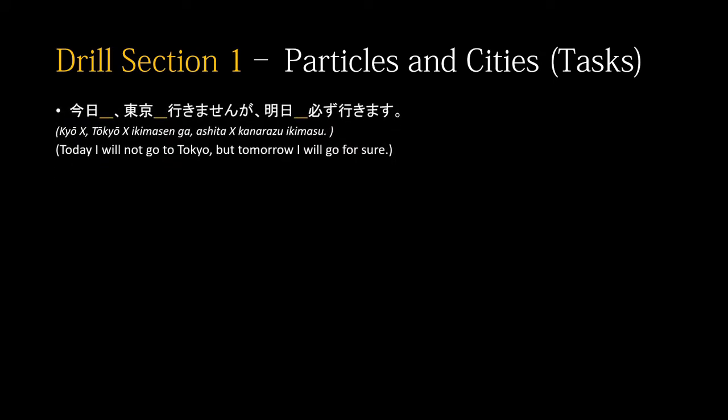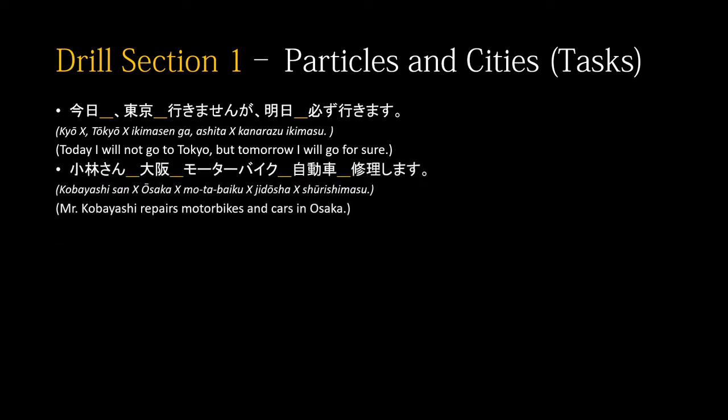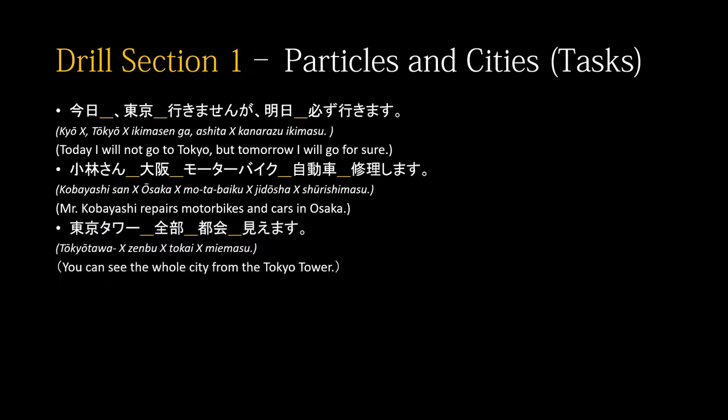Now, let's take a look at our first drill section, or our first set of sentences meant for your practice. Kyo empty, Tokyo empty, ikimasen ga ashita empty kanarazu ikimasu. Today I will not go to Tokyo, but tomorrow I will go for sure. Our second sentence, Kobayashi-san, empty. Osaka, empty. Motorbike, empty. Jidosha, empty. Shuri shimasu. Mr. Kobayashi repairs motorbikes and cars in Osaka. Third sentence. Tokyo Tower, empty. Zenbu, empty. Tokai, empty. Miemasu. You can see the whole city from the Tokyo Tower.